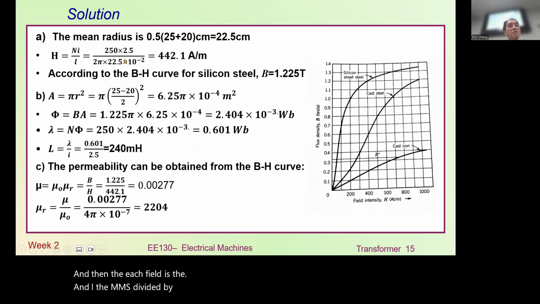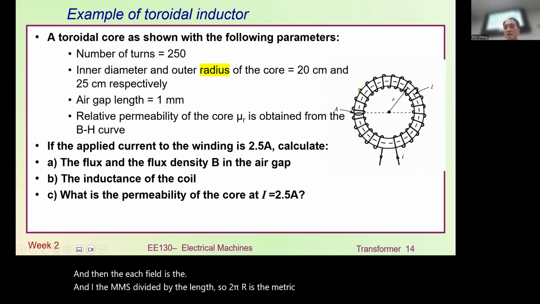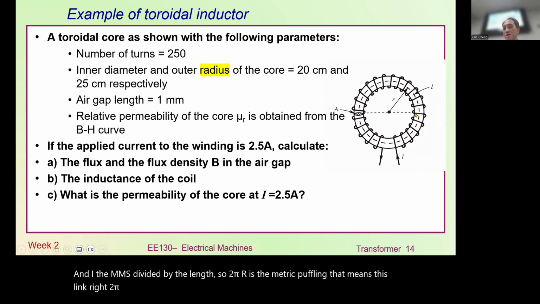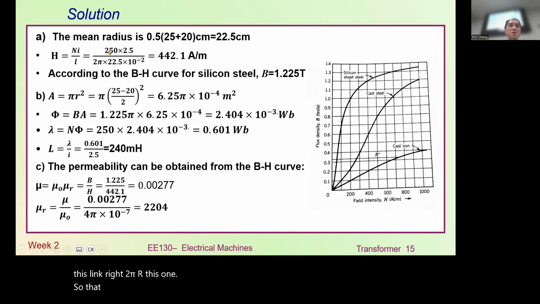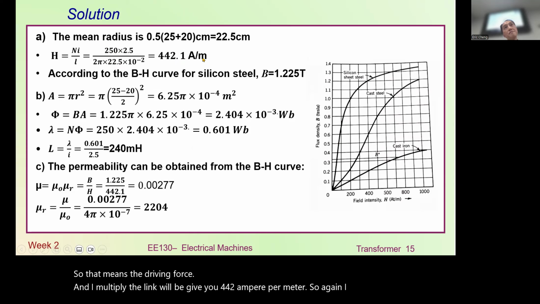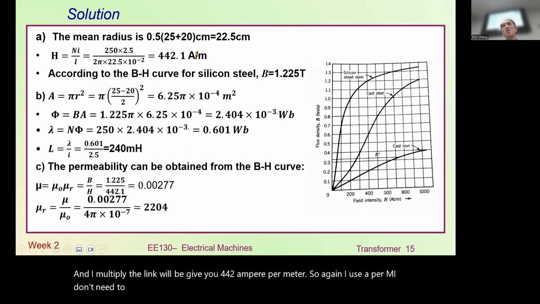So 2 pi r is the magnetic path length. That means this length, right? 2 pi r, this one. So that means the driving force, Ni, divided by the length will give you 442 ampere per meter. So again, I use A per m. I don't need to use T. T is too inconvenient. So that will be good enough.